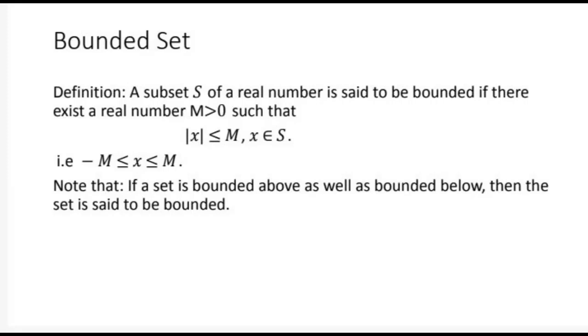In mathematical terms, we write the absolute value of x is less than or equal to N for all x in the set S. This can also be written as negative N is less than or equal to x and x is less than or equal to positive N. This means that all the numbers in the set lie between negative N and positive N. Note, if a set is both bounded above and bounded below, then we say the set is bounded.